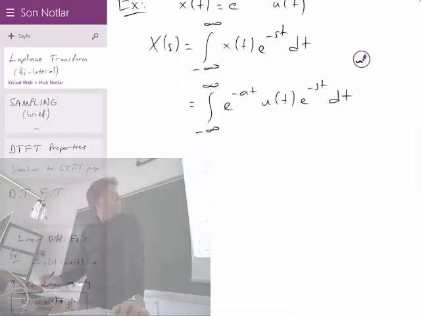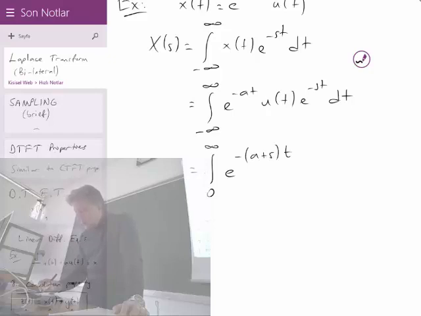This u of t inside our integral forces the integration to start from 0 and go to infinity, because u of t is 0 before t is equal to 0. So I'm going to write the integral like this, from 0 to infinity, and I'm not going to write u of t inside the expression, because it's 1 from 0 to infinity. And I have e to the minus, in parentheses, a plus s, t dt. Okay, do we agree with this? I combine the two exponents.